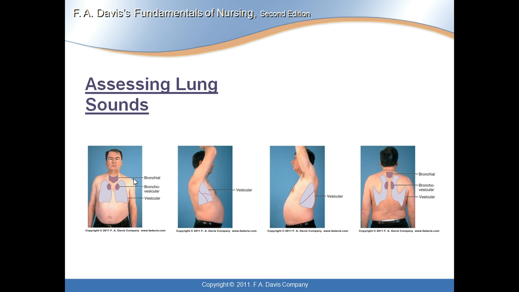So for assessing lung sounds, you can find this picture in your volume one book on page 393. This gentleman is showing you where the bronchial, bronchovesicular, and vesicular lung sounds are. With the bronchial, usually it's found over the trachea. With the bronchovesicular, it's usually found on either side of the sternum, and the vesicular is usually the outlying areas ranging across the chest and just below the nipple line. If you look at picture D, it shows you the posterior portion of the gentleman, showing the bronchovesicular and vesicular areas too.